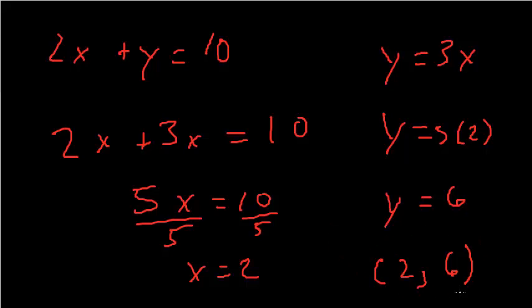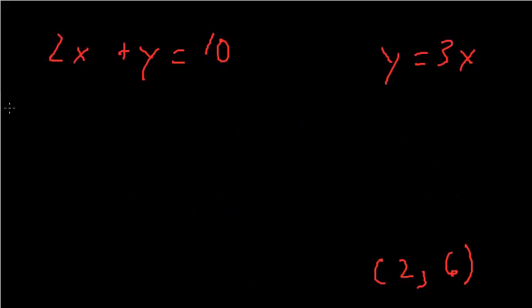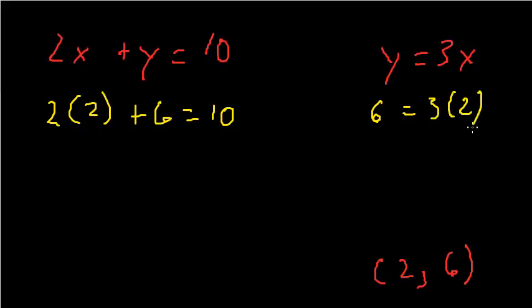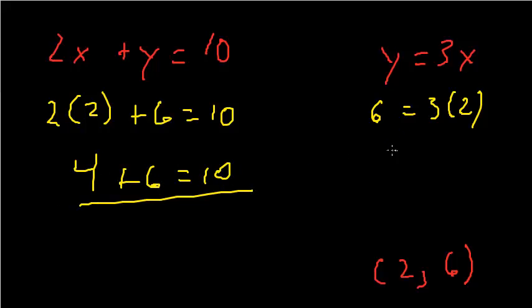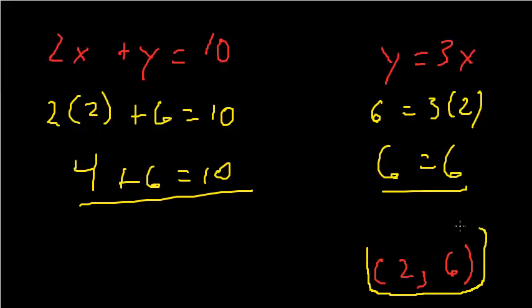Now we can go ahead and check this solution 2, 6 for both of these equations. Checking this first equation, again 2 plugging in for x, and then plus 6 is equal to 10, and then here 6 is equal to 3 times 2. So here in both cases, 4 plus 6 is equal to 10, that is a solution, and 6 is equal to 6, again, another solution. So 2, 6 is indeed the solution to our system of equations.